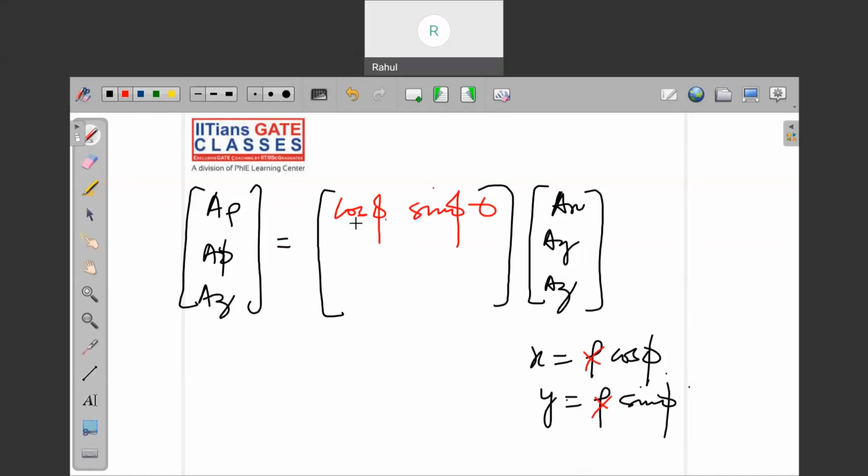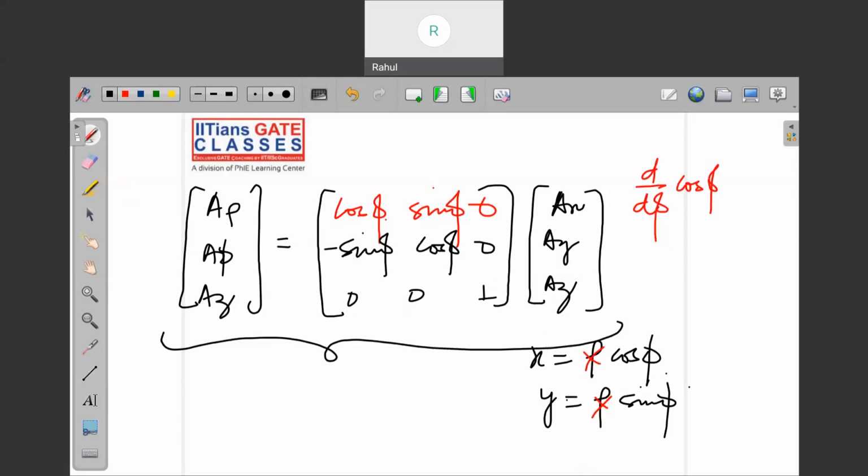Now you can differentiate this. What is the differentiation of cos phi, that is d by d phi of cos phi? It gives the negative, that is minus sin phi, and sin phi differentiation is going to be cos phi, and 0 means 0. Here it will be 0, 0 and this is 1. This is how we remember.